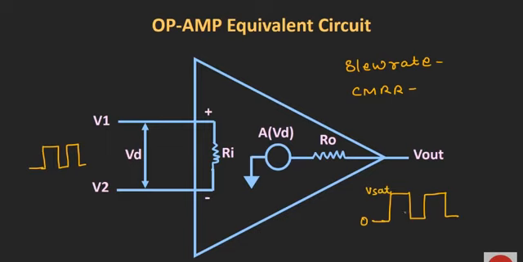So the ideal op-amp should be able to reach from 0 volt to the saturation voltage in zero time. So for the ideal op-amp, the slew rate should be equal to infinity. Generally this slew rate is defined in units of volt per microsecond. That means how fast the op-amp is able to respond at the output voltage.